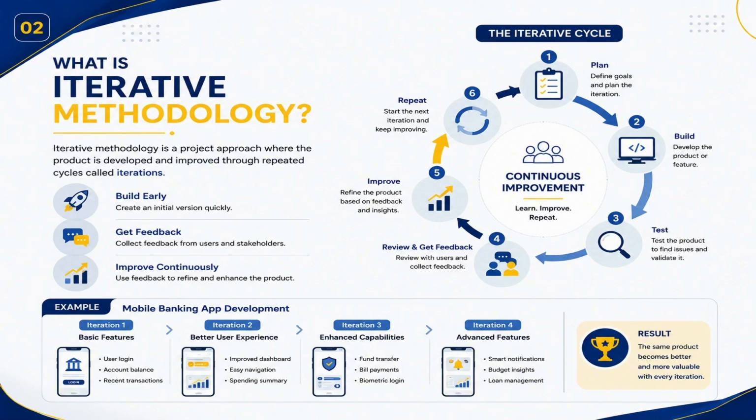Let's look at the mobile banking app example that is shown here. In iteration 1, the app only has basic features like login and account balance. In iteration 2, the user experience improves. Then in later iterations, advanced features like biometric login, smart notifications, and loan management are added. So the same product becomes better with every iteration.